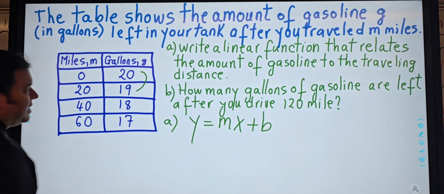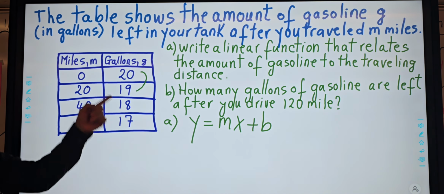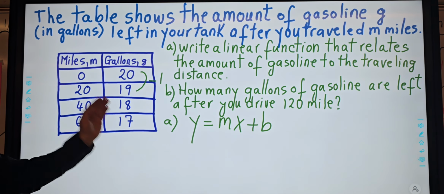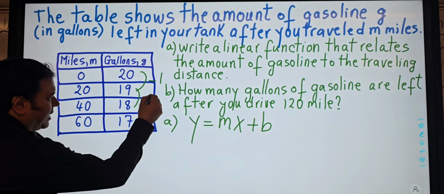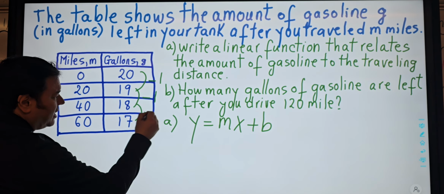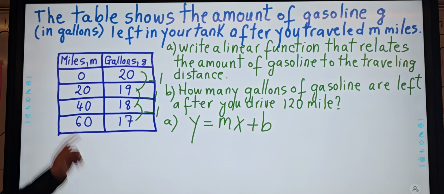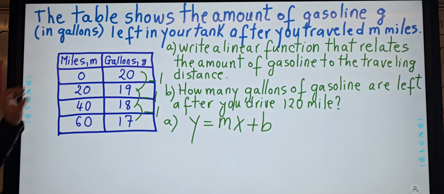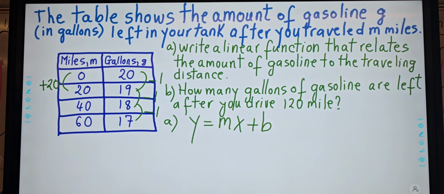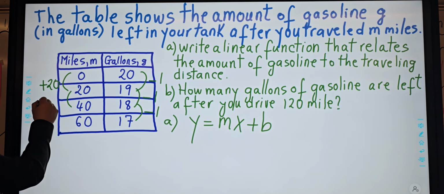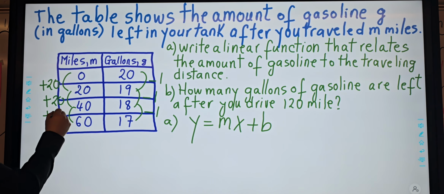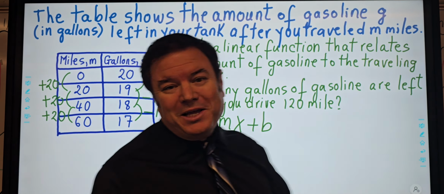From 20 to 19, how much did we go down? 1. So it's minus 1 here. How about from 19 to 18? Again, minus 1. And then from 18 to 17, again, minus 1. Now let's take a look at what happens to the miles here. From 0 to 20, we added 20. From 20 to 40, we added 20. And from 40 to 60, we also added 20, right?